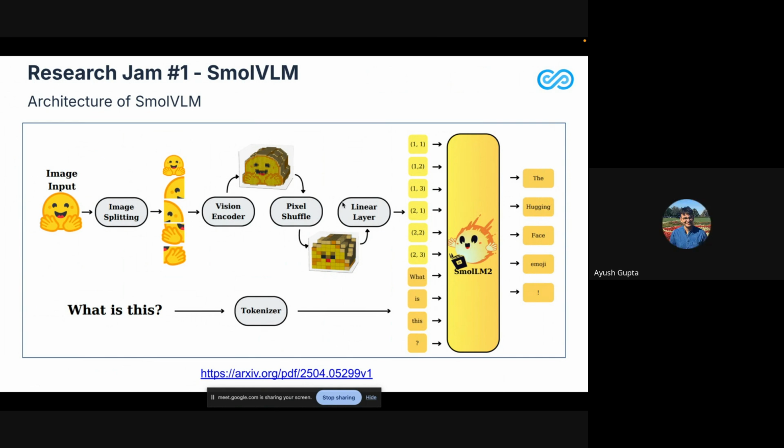And just one quick pointer on pixel shuffle. It's a very interesting approach on how they are compressing the token length. So basically, let's say we have an image of 32 by 32 into 3. Images are even more in length and breadth than this, but just for discussion's sake, what they're trying to do is they increase the channels and compress the length and breadth.